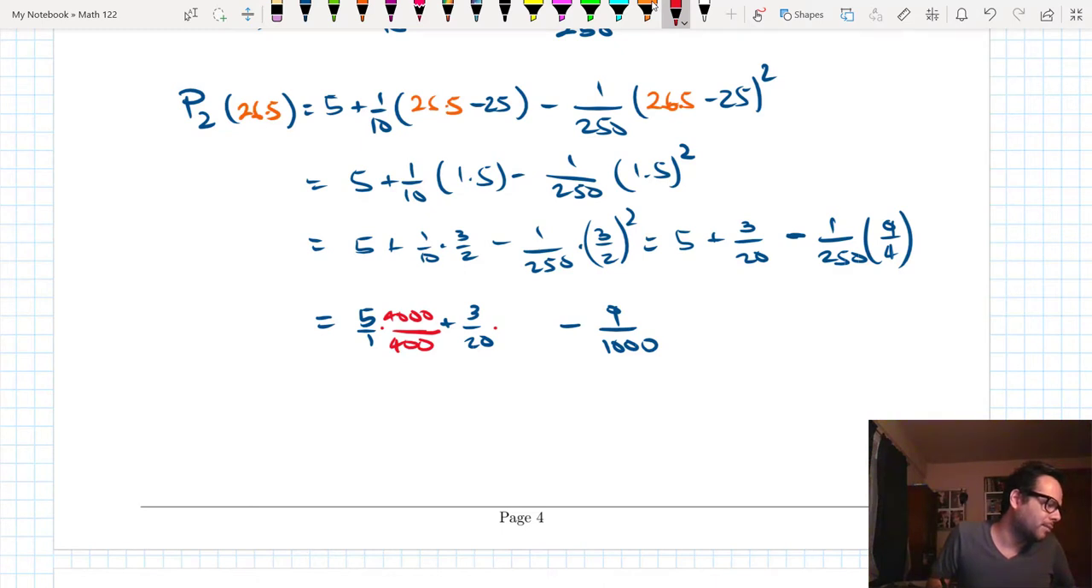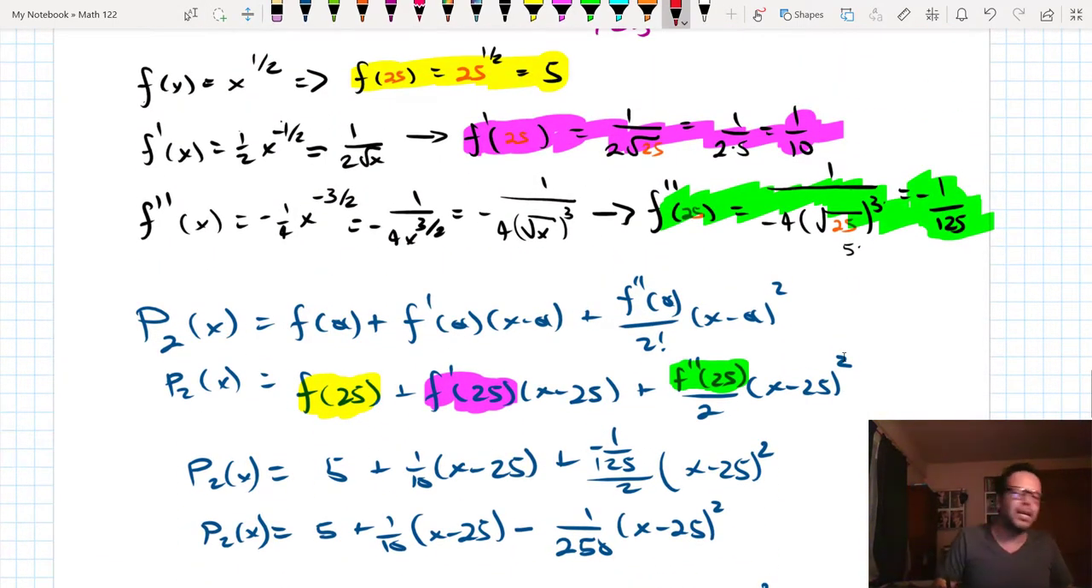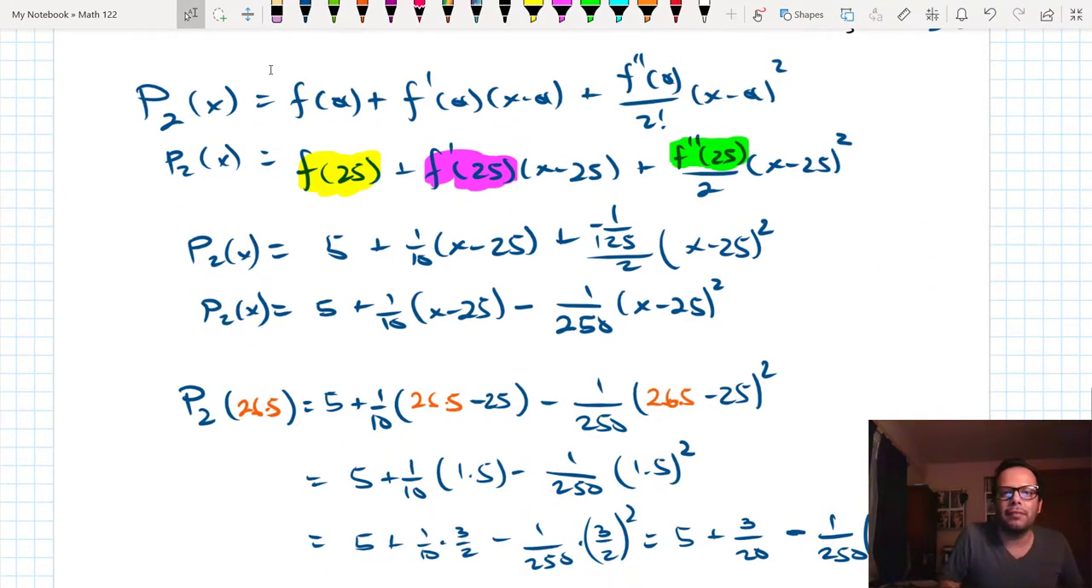Looks like I got something weird. Okay, let me go back. This is supposed to be not 125, by the way. This is supposed to be 1 over 500. So let me erase these little mistakes here. So 500, and this will turn into 1,000. No wonder I was getting numbers that I wasn't familiar with.